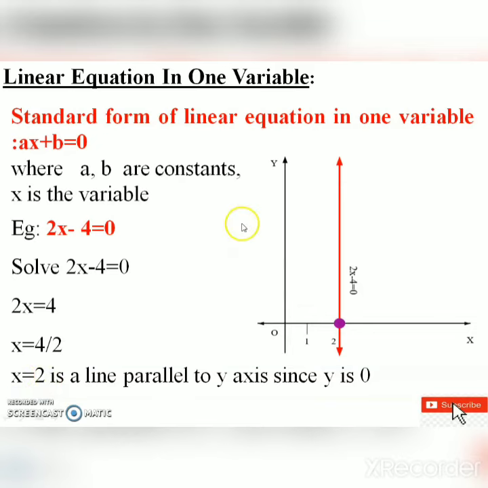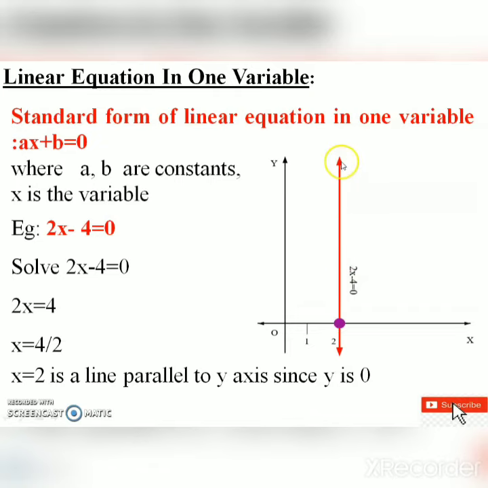So x is equal to 2 means, if this is my y-axis and this is my x-axis and this is my origin, then where will x is equal to 2 be? x is equal to 2 means 1, 2. Here is my 2 on the x-axis, so x is equal to 2 will be here. Now what about y? Since it is a linear equation in one variable, only the x variable is there.